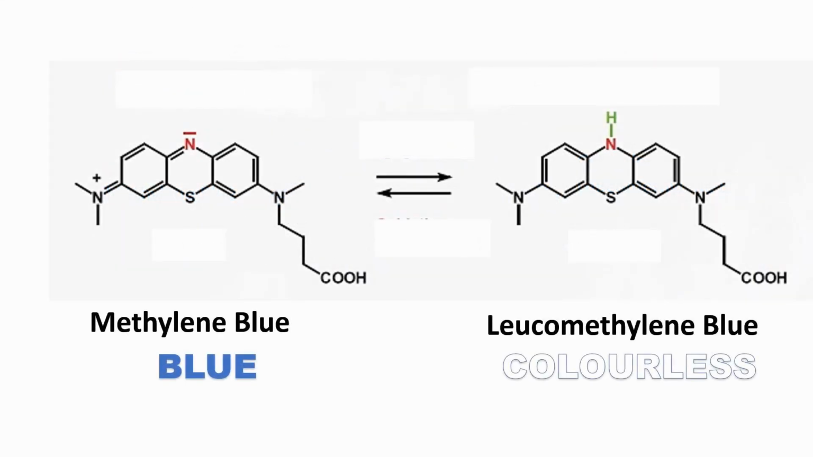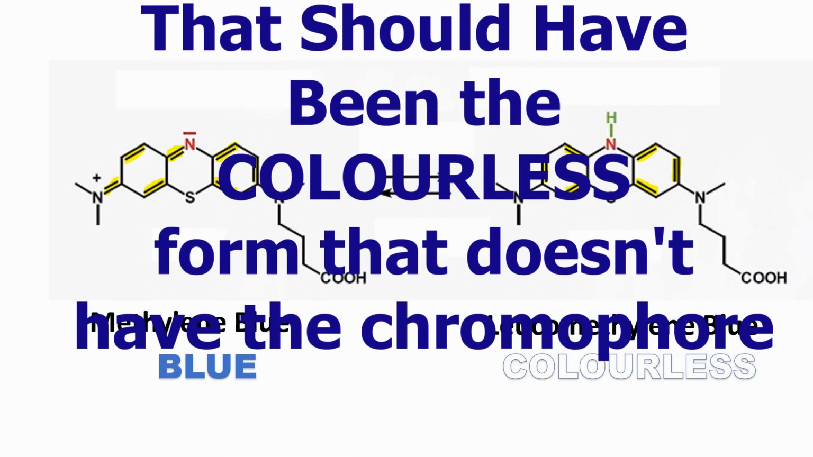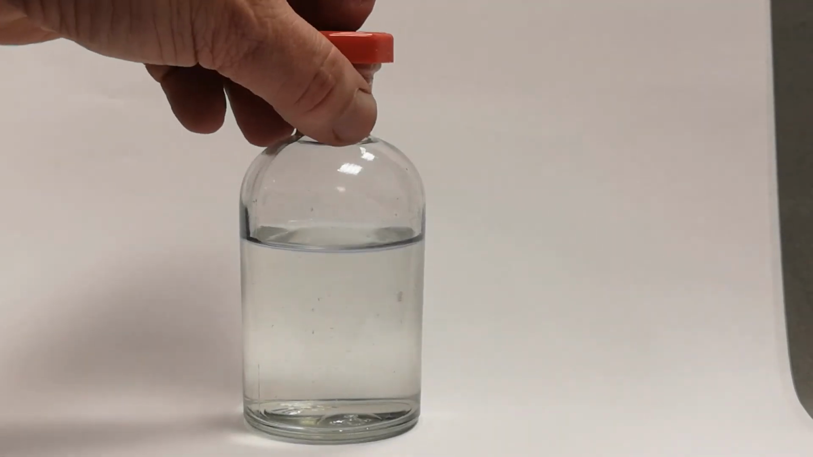its blue form. If you look at the structures here, you can see that the oxidized methylene blue has a significant stretch of alternate single-double bonds. This conjugated system is the chromophore that is responsible for the absorption of red and green light that gives the blue colour. You can see that the reduced form does not have this lengthy run of single-double bonds, and so does not absorb light, at least not in the visible region of the spectrum, and so it is colourless.